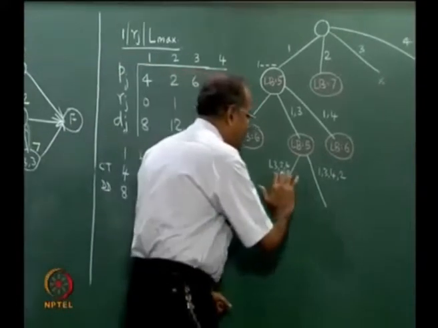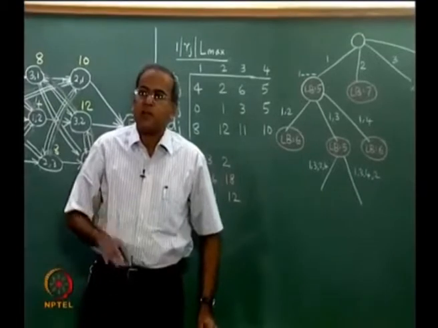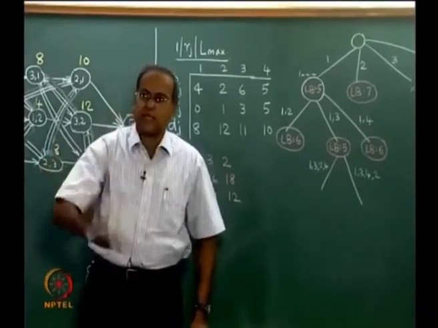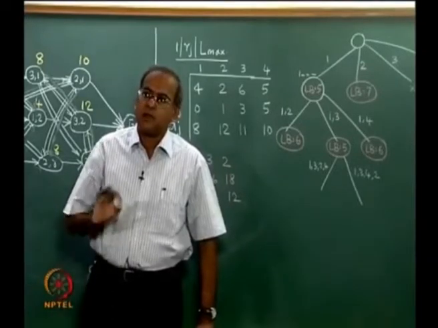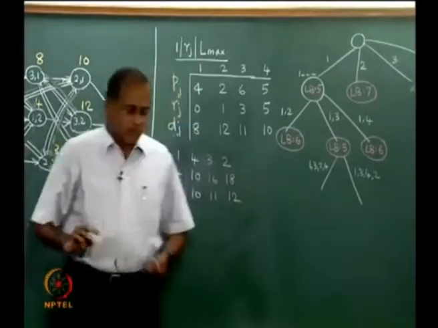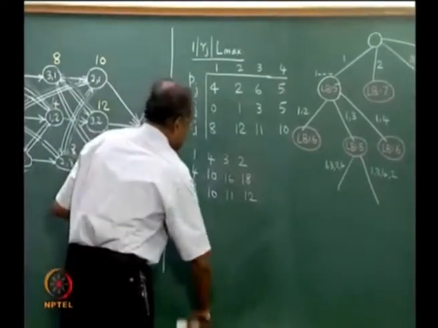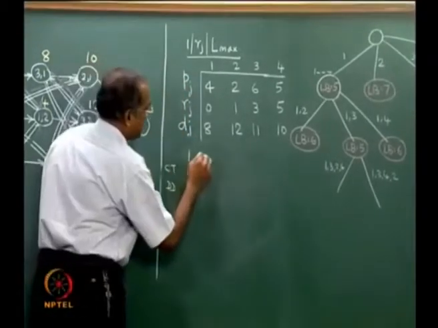Now, remember these are full sequences. So, we will not use the preemptive EDD rule. We will simply evaluate the L max for these 2 sequences, assuming that job preemption is not allowed. So, let us evaluate L max for these 2 sequences. So, the first sequence is 1 3 2 4.